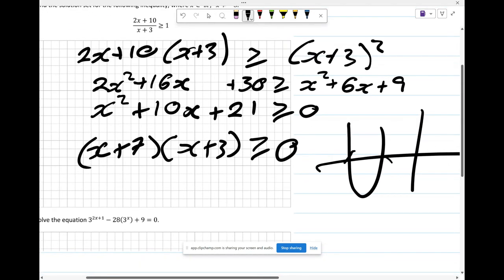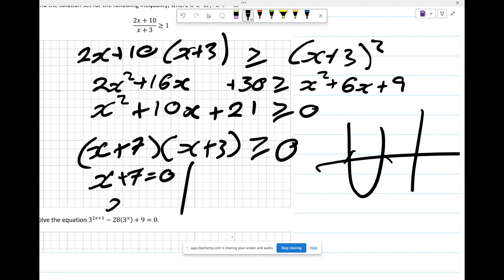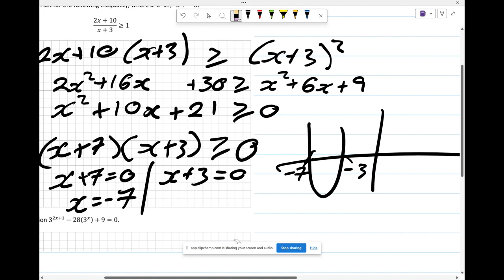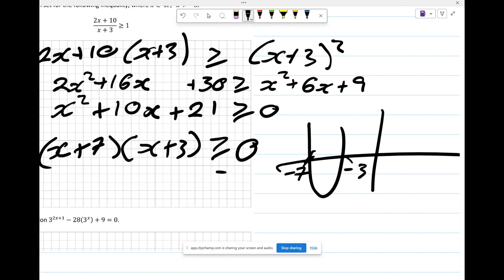Where is it going to cross the x-axis? Well, x is going to be minus 7 here, and x is going to be minus 3 here. So it's going to be minus 7, minus 3. This is where our quadratic is equal to 0, at minus 7 and minus 3, and we want greater than or equal to 0. So we want everything above the line. So everything up here stretching off this way, and everything up here stretching off this way.